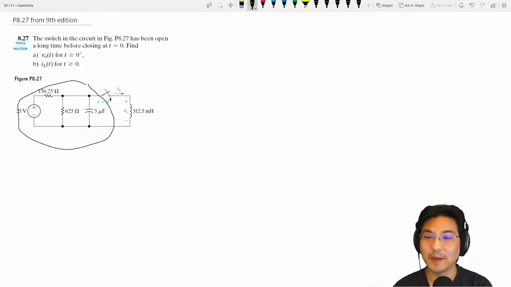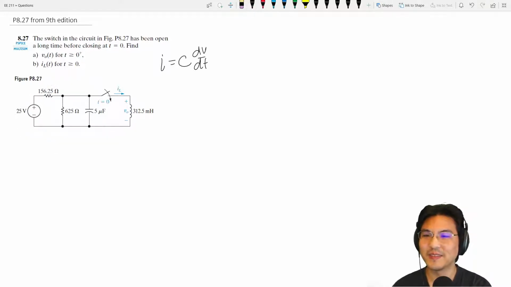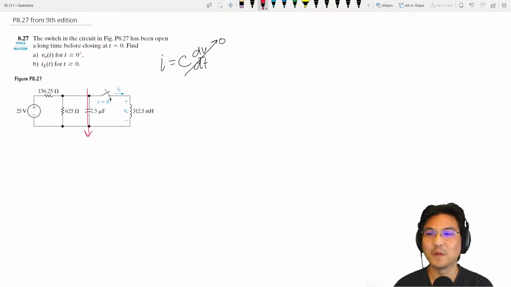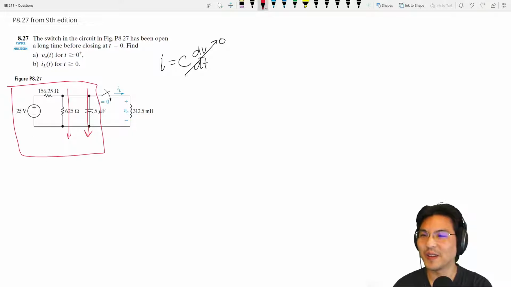So for a long time, for that capacitor, the current is C dV dt. The voltage across here would be constant since the switch has been like that for a long time. So if V is constant, dV dt is 0. So that means the current going through this capacitor is 0, which means this resistor takes all of the current coming from here, right? None of it goes here. All of it goes through this resistor.